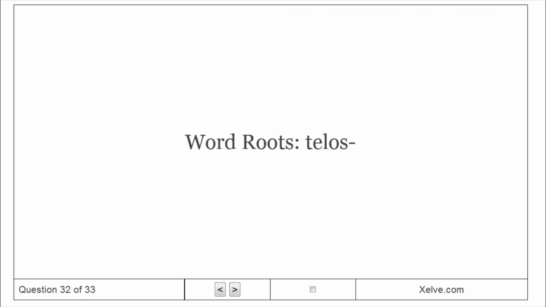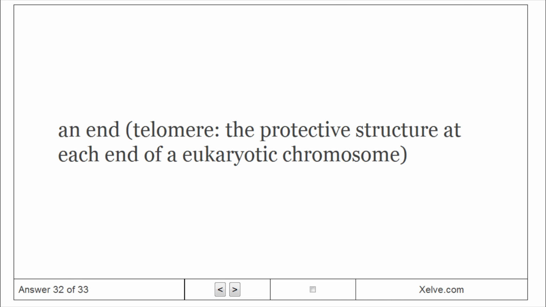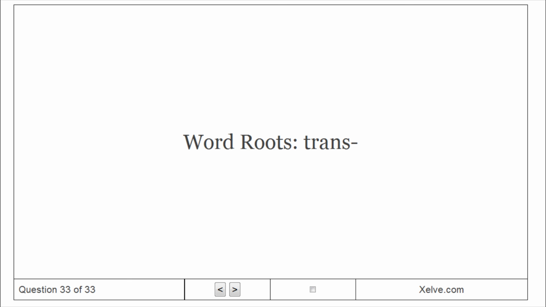Word roots: telos, an end. Telomere, the protective structure at each end of a eukaryotic chromosome. Word roots: trans, across. Transformation, a phenomenon in which external DNA is assimilated by a cell.